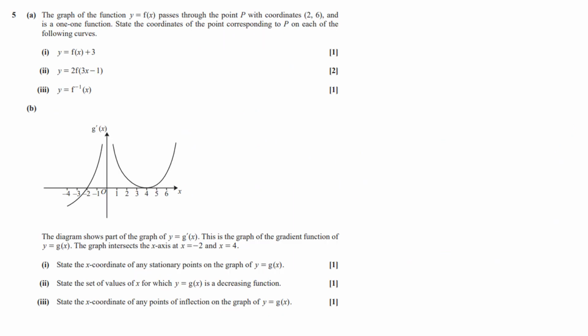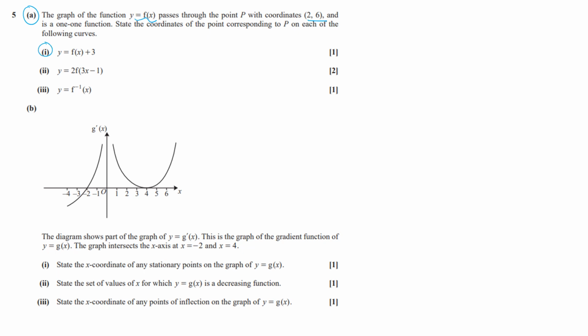This next question is a transformation of graph question for part A, and then we've got the graph of a gradient function for part B. So A and B are not related. In part A, we've got a function f of x with the coordinate 2, 6 on it. State the coordinates of the point P when we have the following transformations.